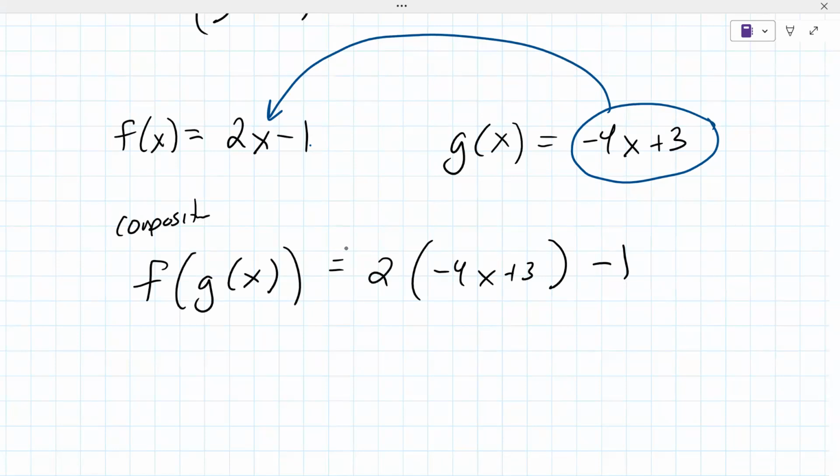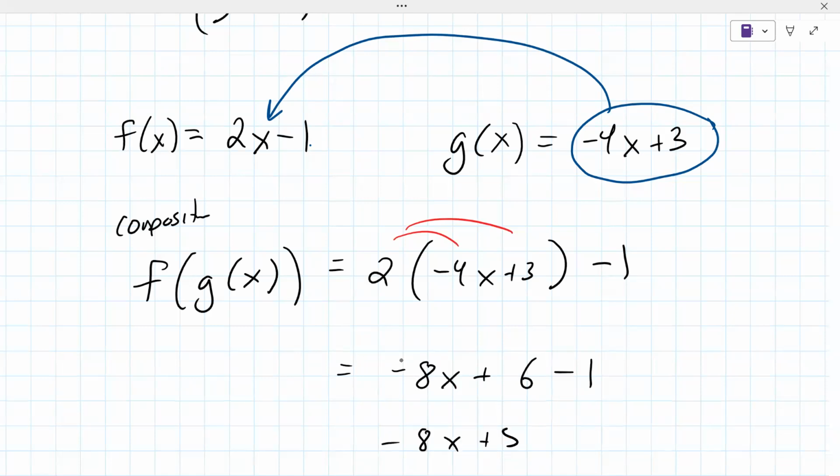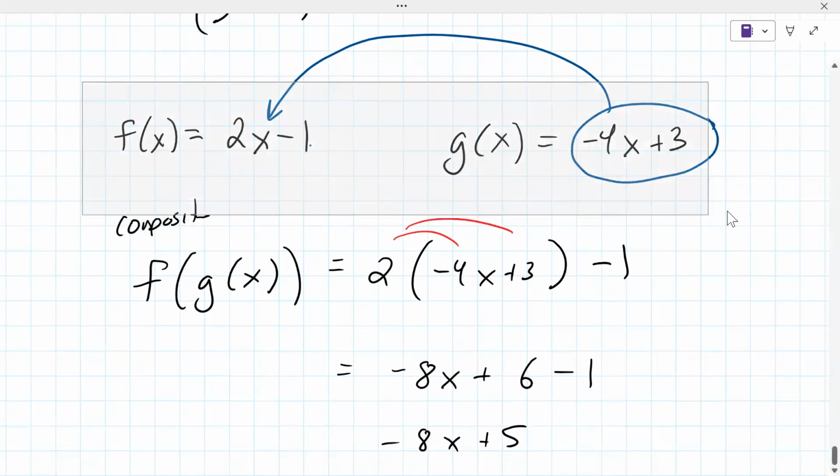Now, with that 2 on the outside, what can we do with that? Distribute. Yeah, distribute that in. So what does that become when you distribute? Negative 8x plus 6 minus 1. Okay, does that reduce? Negative 8x plus 5. Very good. Now, it can also go the other direction.